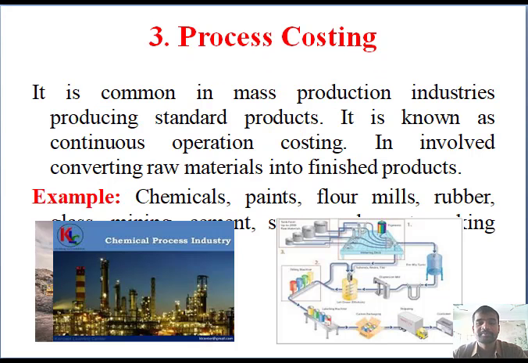Process costing. Process costing is common in mass production industries. It is also known as continuous operation costing. It involves conversion of raw material into finished goods.